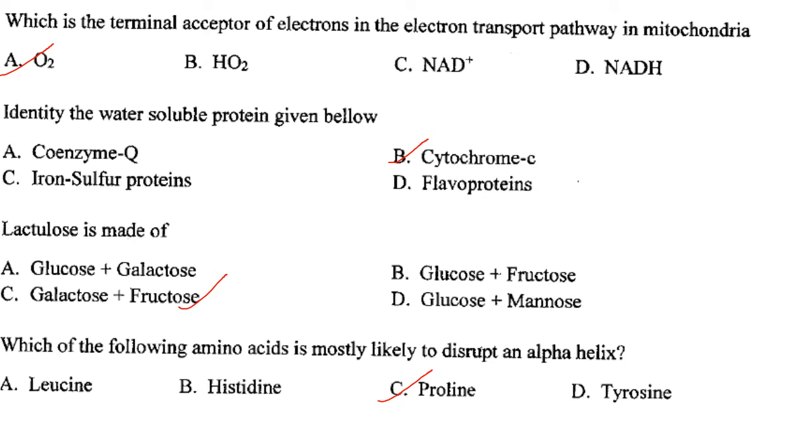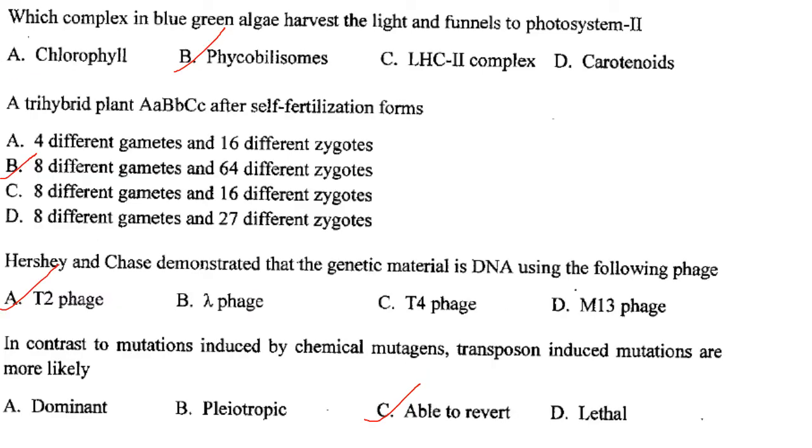And lactulose is also known as 1,4-beta galactoside fructose, and it is a disaccharide that is made of galactose and fructose. Then, which one of the following amino acids is most likely to disrupt an alpha helix? So it is proline. Answer is option C. Then next one. Which complex in blue-green algae harvests the light and funnels it to photosystem 2? So it is phycobilisomes. Answer is option B.